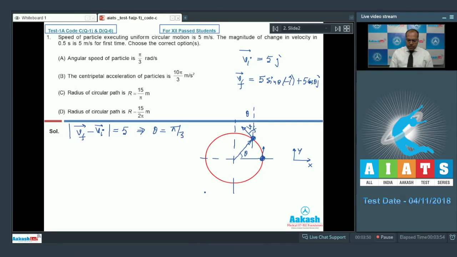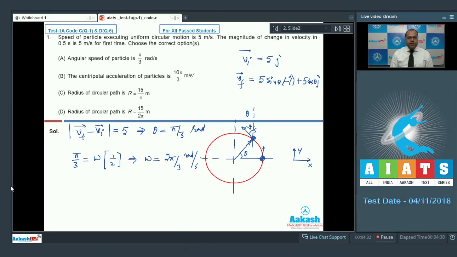So at this angle, the magnitude of change in velocity in 0.5 second is 5 meter per second for the first time. We know that theta is equal to omega into t, so pi by 3 is equal to omega into t. For the first time, the value of t is 1 by 2. So we can say that omega is equal to 2 pi by 3 radian per second.